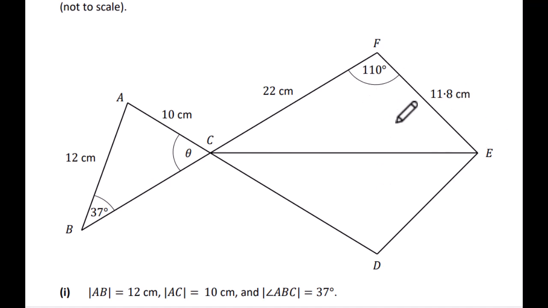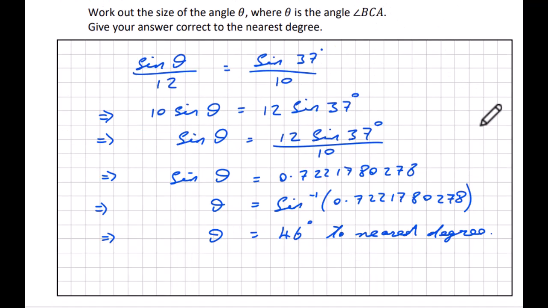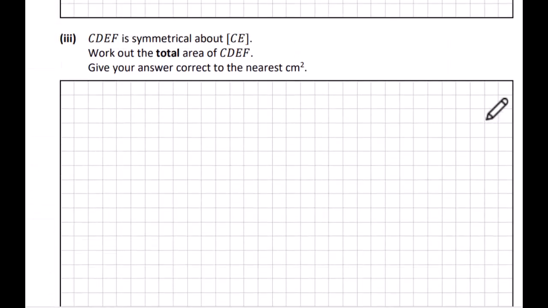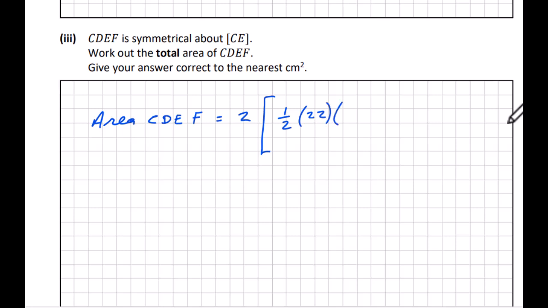So what we're going to do here, again, we have two sides and an enclosed angle. So the other thing you can do with that is find the area of a triangle. So it's going to be half of 22 multiplied by 11.8 sine 110 degrees. So the area then of CDEF is going to be twice half AB sine C. So it's going to be half A, which was 22, B, which is 11.8, and then we've got sine of 110 degrees.